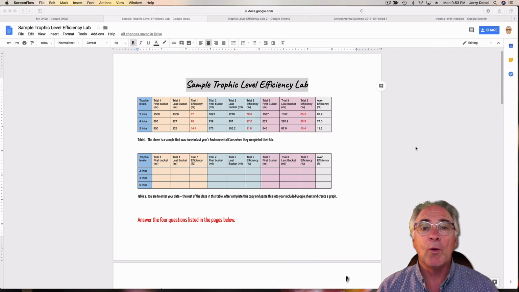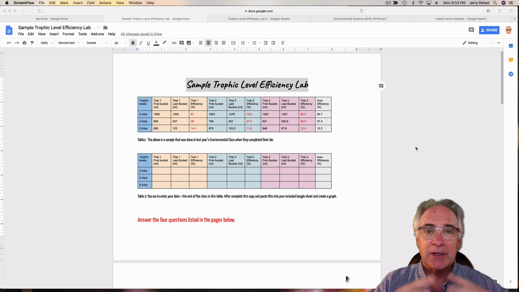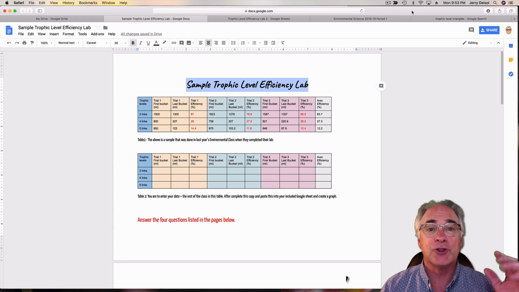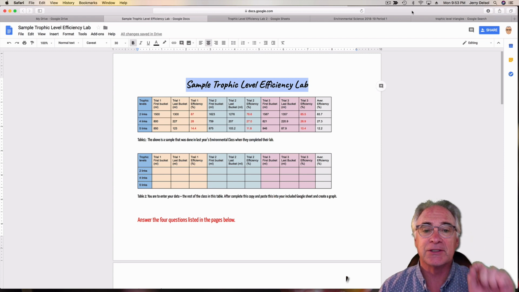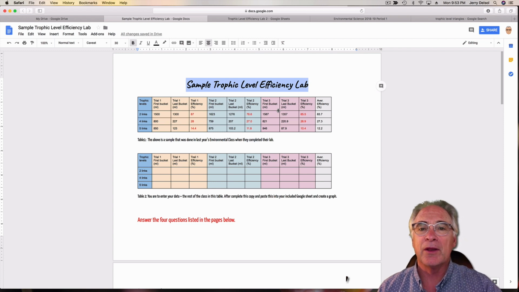Well, once we collect the data, now we gotta put it somewhere. So in your Google Classroom, what you should have is this document. It's called Sample Trophic Level Efficiency Lab. And I gave you a sample look at one that we did about, I don't know, 2 or 3 years ago. And this is what that generated.